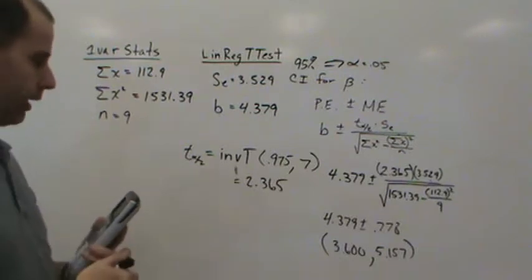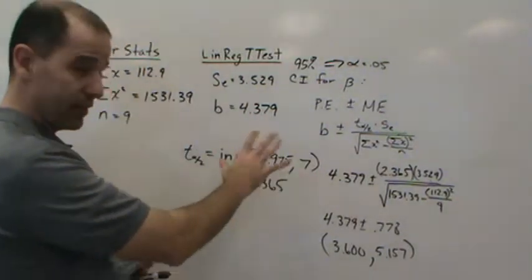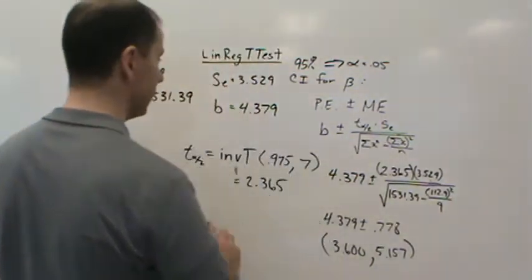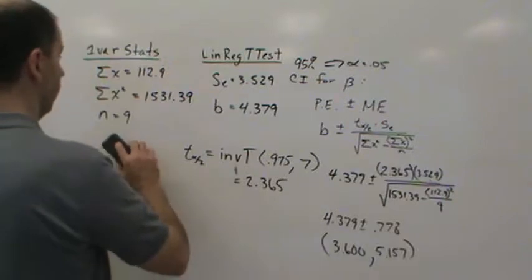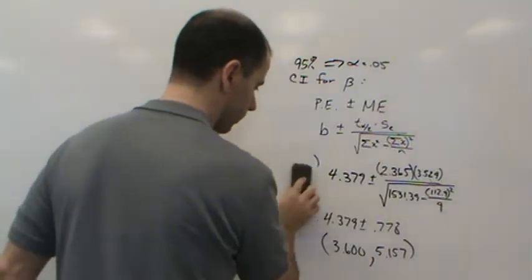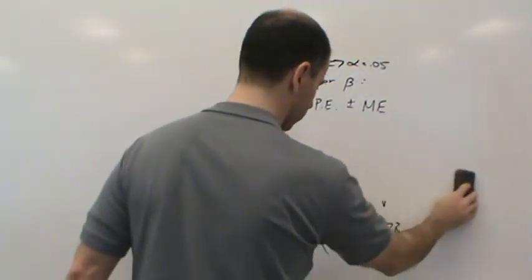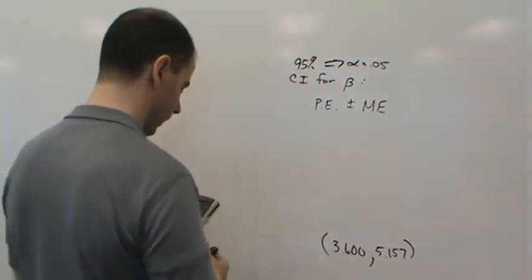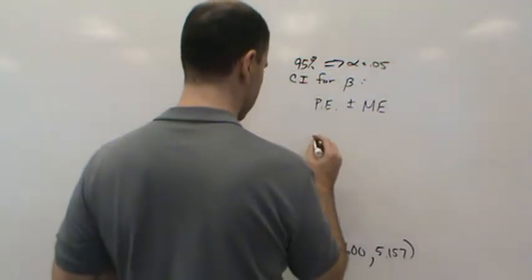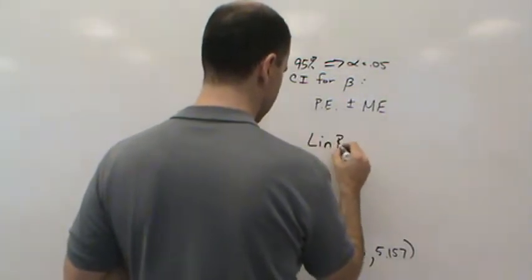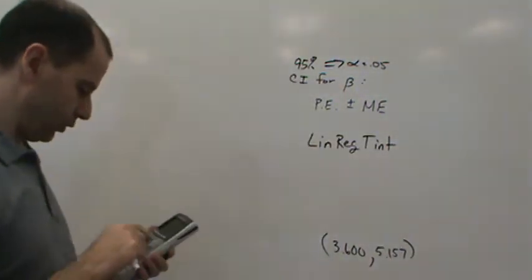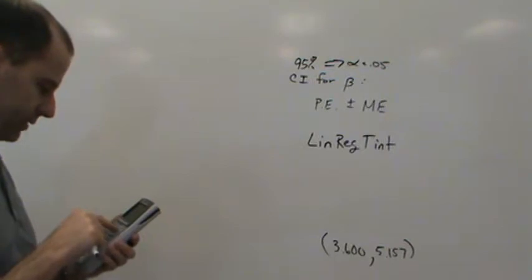Now, that's using the formula. If you don't use the formula, if you have the function, so this is if you don't have LinRegTInt in your calculator. If you do have LinRegTInt, then that's all you have to do. So we can just ignore all this, and we can just use LinRegTInt.